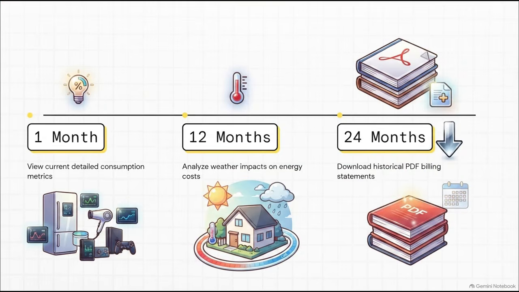Once you've got your number and you're inside the My Account portal, you have this incredible timeline of historical data right at your fingertips. You can view your current detailed consumption metrics to see exactly what uses the most energy in your home. You can look over a 12-month period to actually analyze how weather impacts your energy costs. And for budgeting or tax time, you can download complete, exact replica PDF billing statements dating back a full 24 months. It's a goldmine of info.